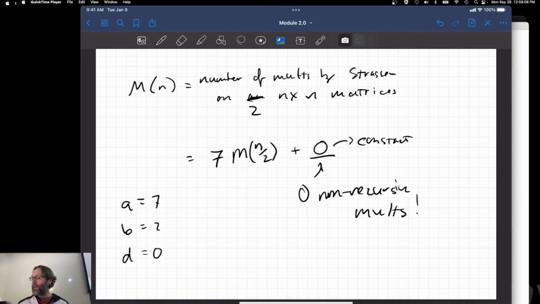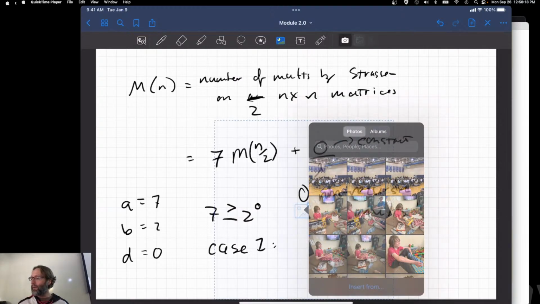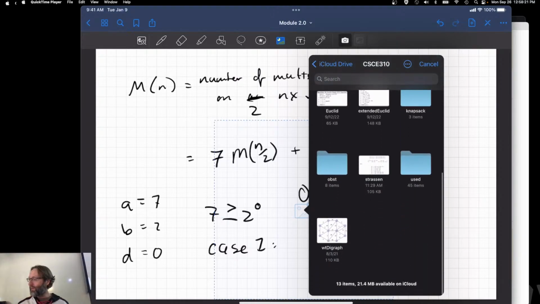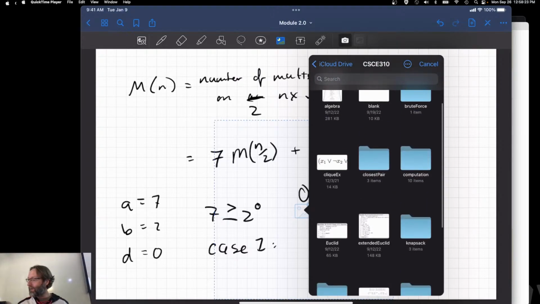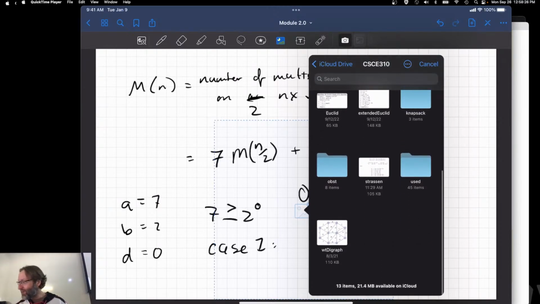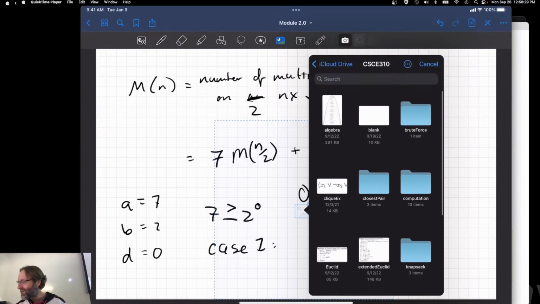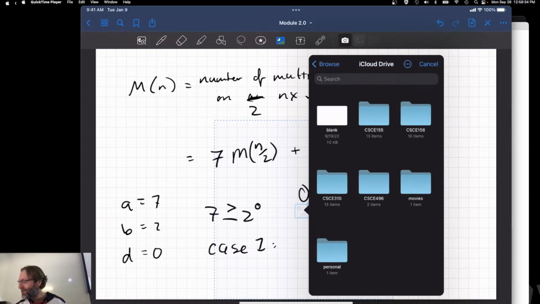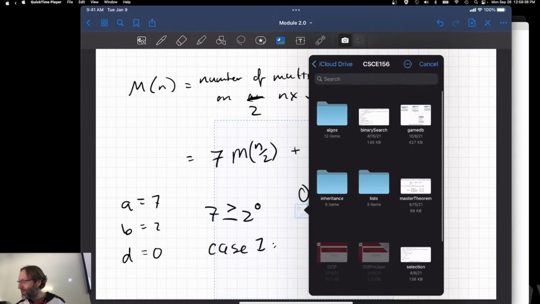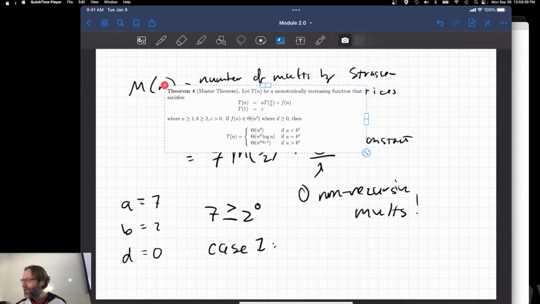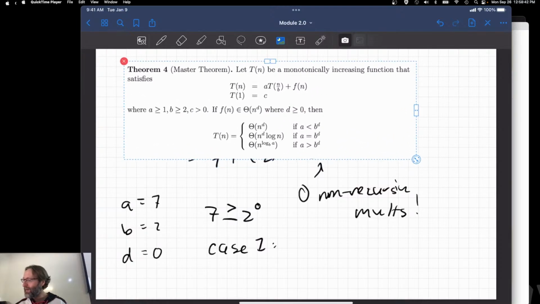Remember what the master theorem says in this case. 7 versus 2 to the 0. 7 is greater, so case 1 applies. Does anybody have that off the top of their head? Otherwise, we'll go ahead and find. Where is it? Yeah, it's one of the log ones. Oh, no. Do I not have master theorem anymore? I'm sure I have it in computer science, too. There we go. Yeah, it is.